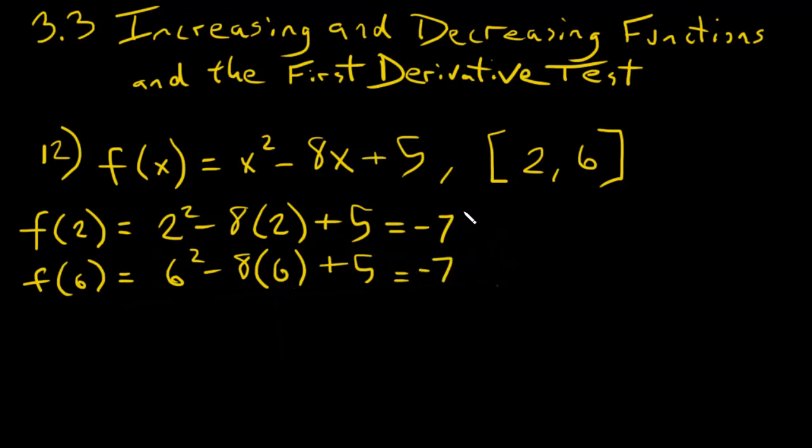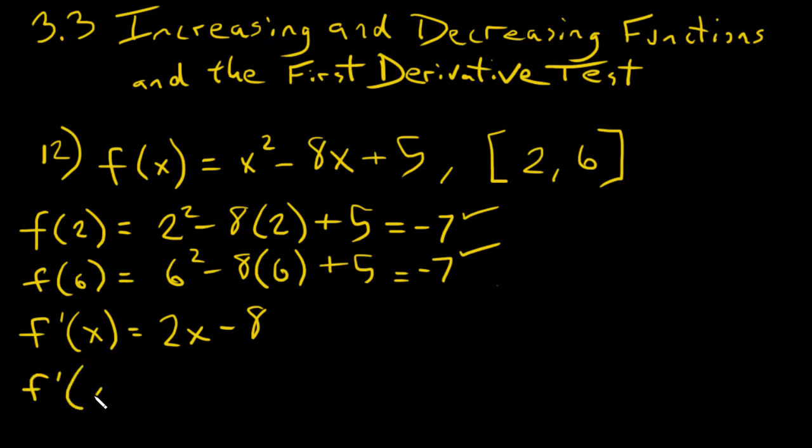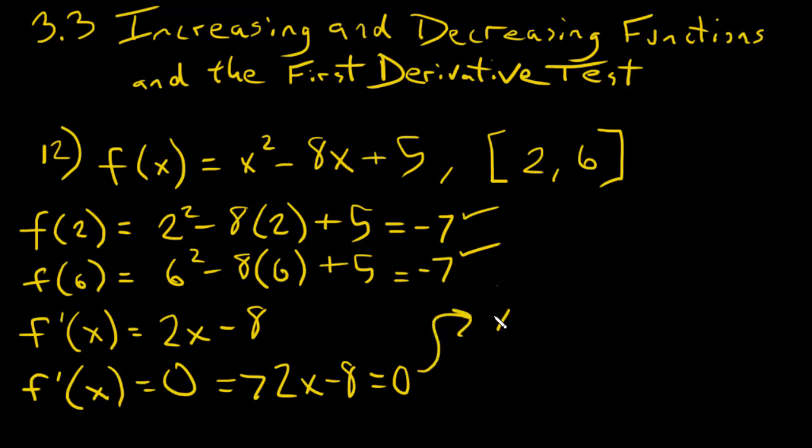Now, these two y values are exactly the same. So Rolle's theorem guarantees there is at least one point between x equals 2 and x equals 6 where the slope is 0. So how do we find that? Well, first off, we find the first derivative of the function. f prime of x equals 2x minus 8. Now I'm going to set the first derivative equal to 0, so f prime of x equals 0 means 2x minus 8 equals 0, and this is going to give us that x equals 4 when the dust settles.